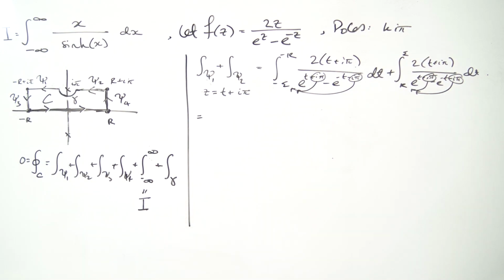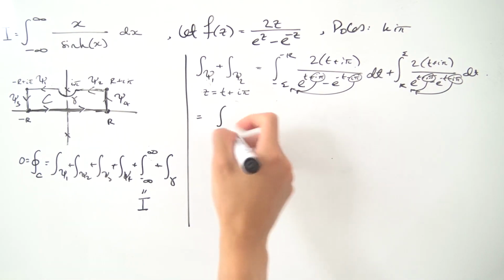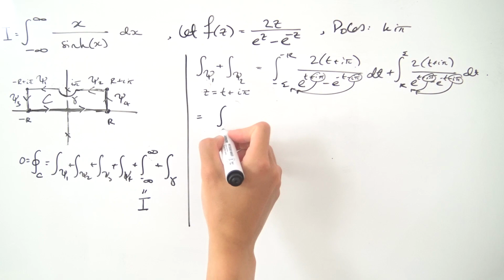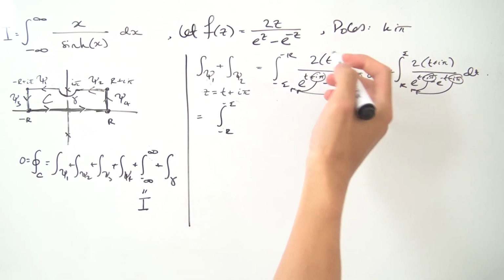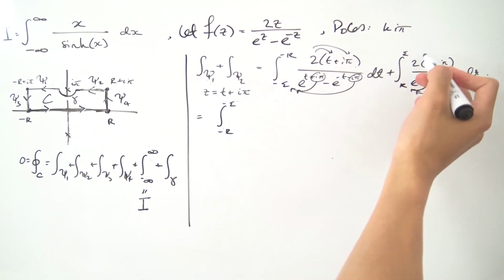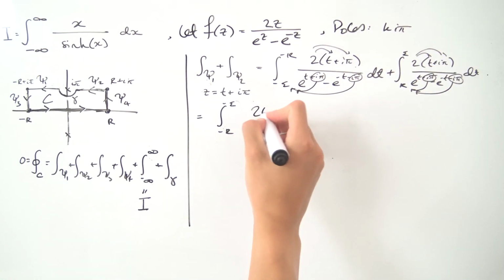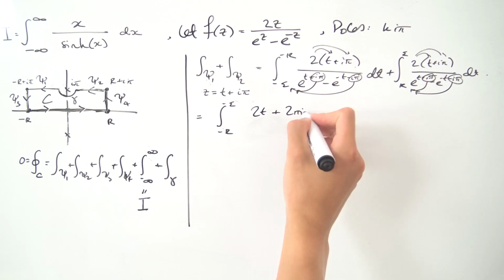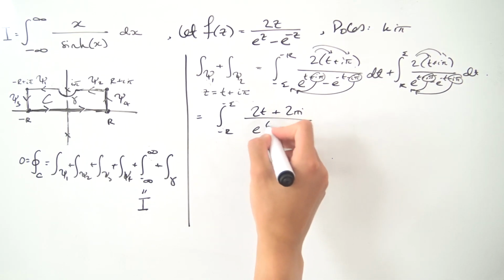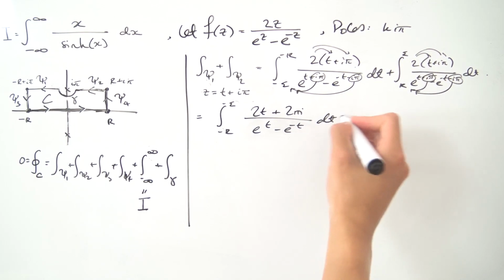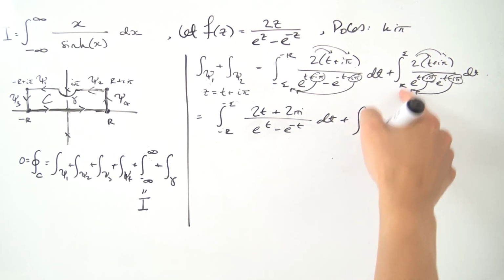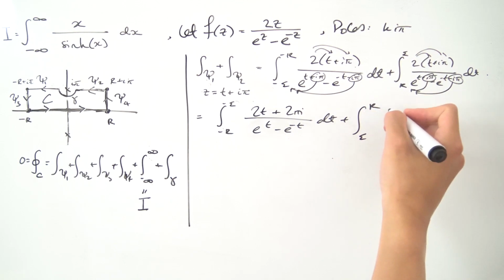So what does this give us? Flipping the bounds, we're going to end up having the integral from minus r to minus epsilon, and what we'll do as well, I'll distribute over here, and what that gives us is 2t plus 2 pi i over e to the t minus e to the minus t, and then dt, and then basically the same thing over here. We flip the bounds, so epsilon to r.